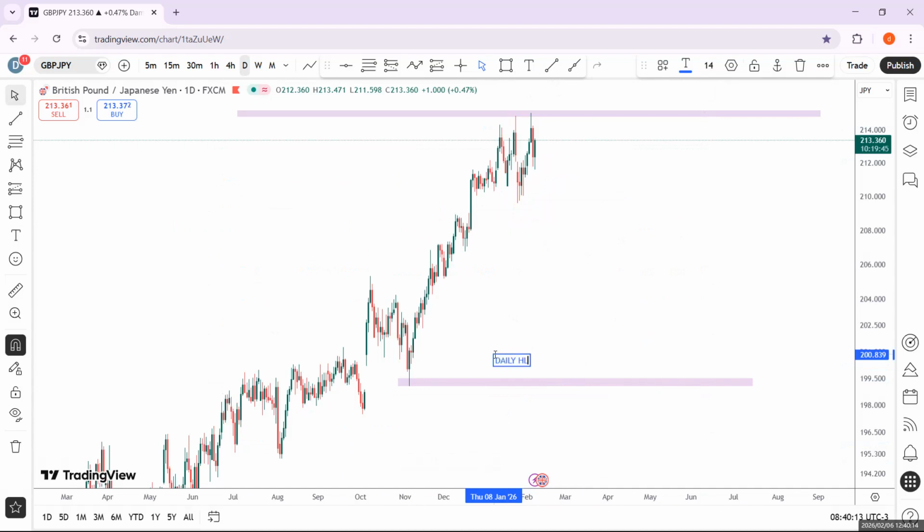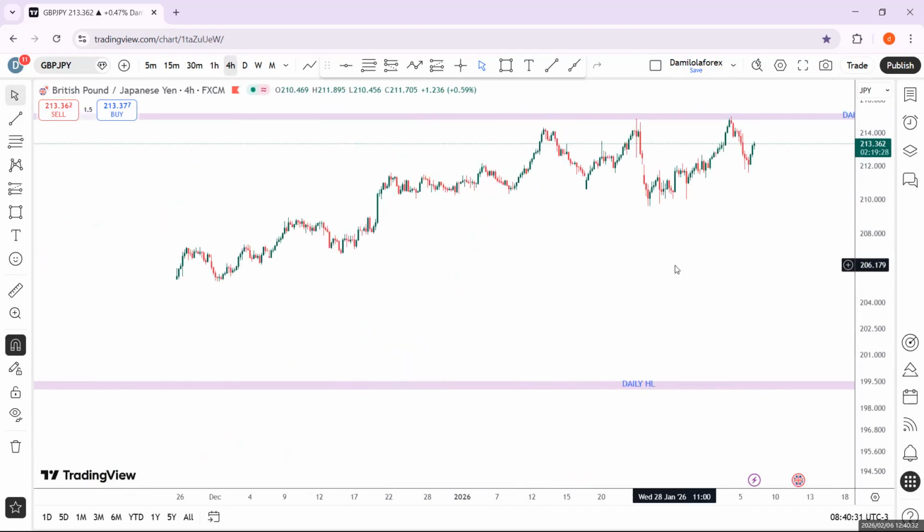Okay, so this is the daily higher low. Then how about the one at the top? This is the daily resistance point. So what are we going to do? We are going to take this entire window from the daily higher low to daily resistance as our range of focus.